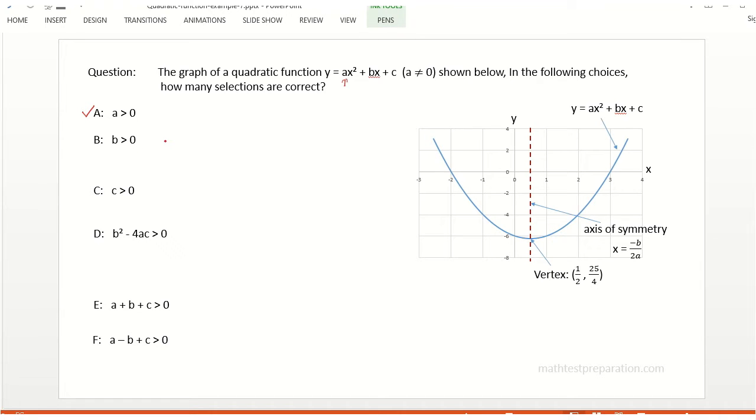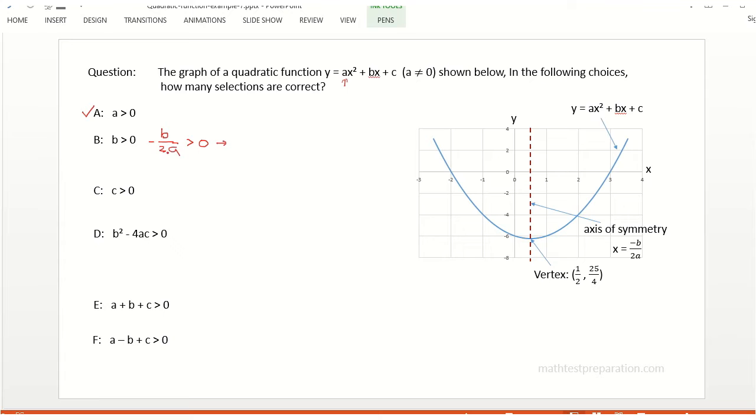B. Because the coefficient b is determined by the axis of symmetry, x equals negative b divided by 2a. Negative b divided by 2a is the axis of symmetry. In our case, the axis of symmetry is 1/2. 1/2 is a positive number, so this is larger than 0.